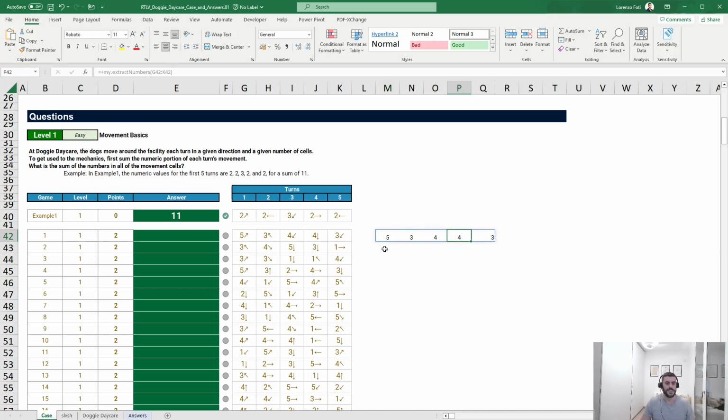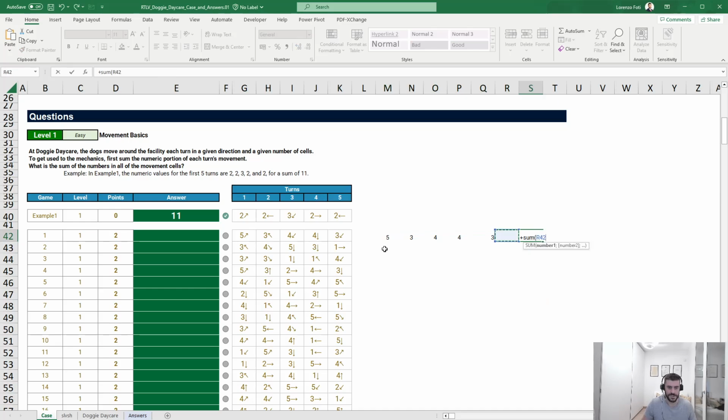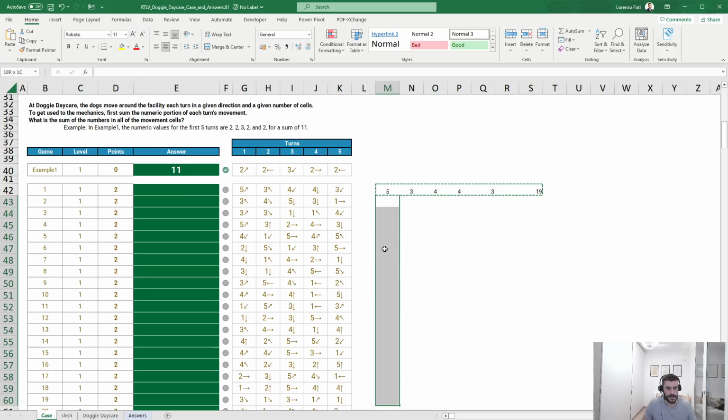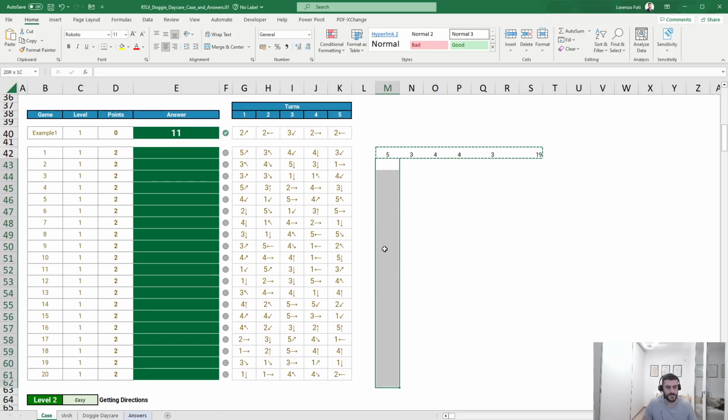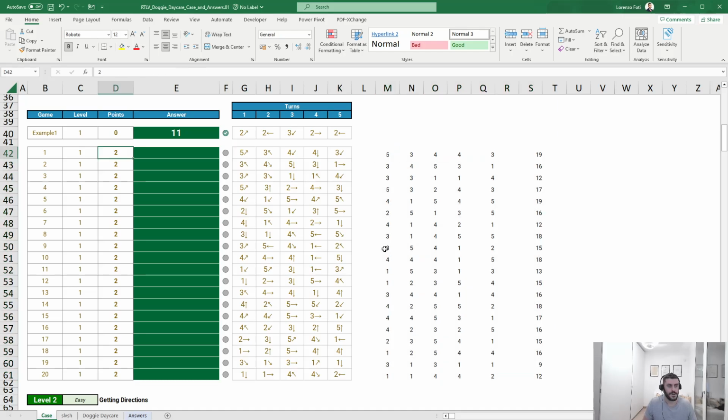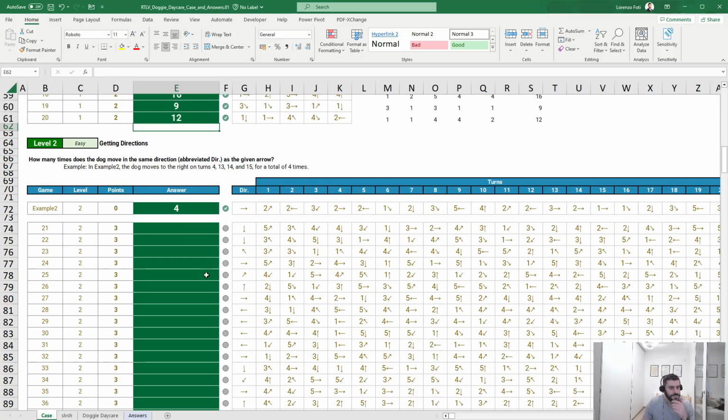So having said that, the idea here is very simple. You just need to sum basically those numbers and you will get the desired results. So you can just copy this down and the answer is simply this sum. So that's level one. Level two asks how many times does the dog move in the same direction as the given arrow.